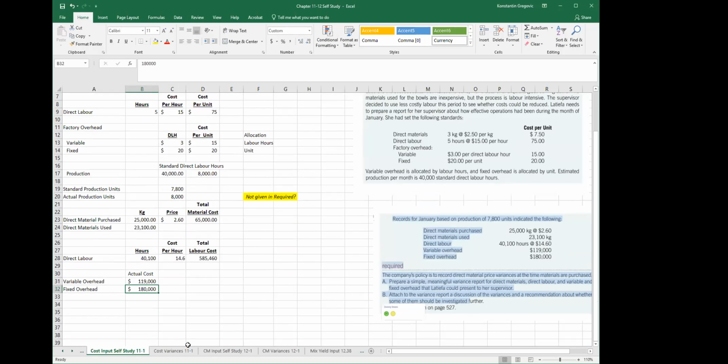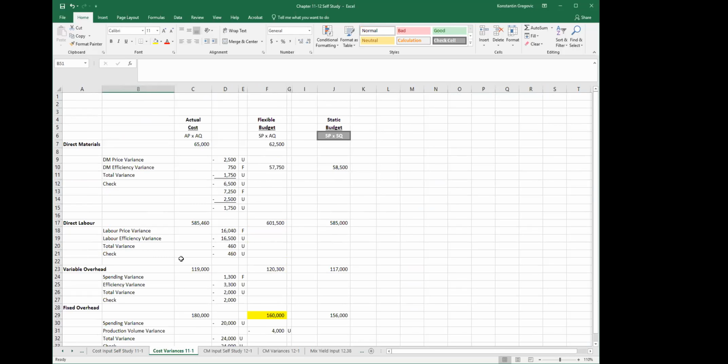So we're going to quickly go over the variances. And this is how I want you guys to set up your variances. You can do it formula-based, the way the textbook lays it out. The textbook also lays it out this way. I find this is the best way of doing it. So you're going to create a column called actual cost. You're going to create a column called flexible budget. You're going to create a column called your static budget.